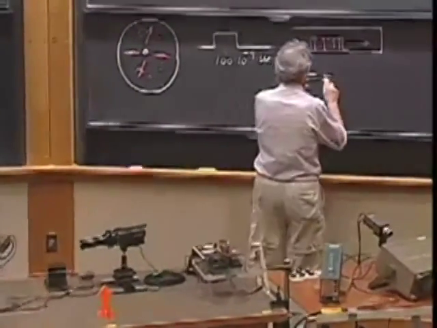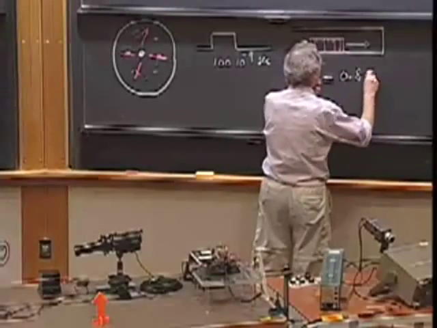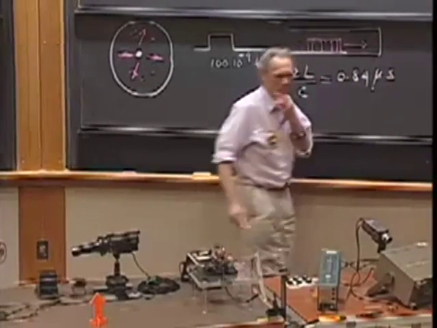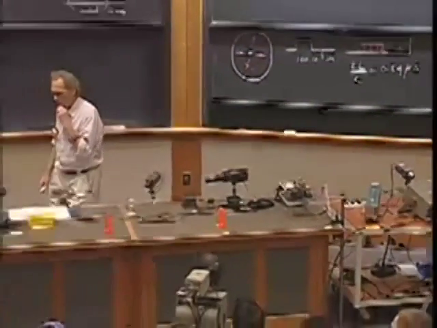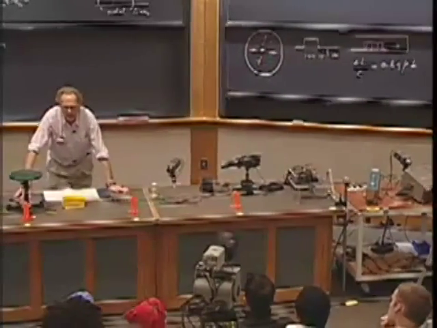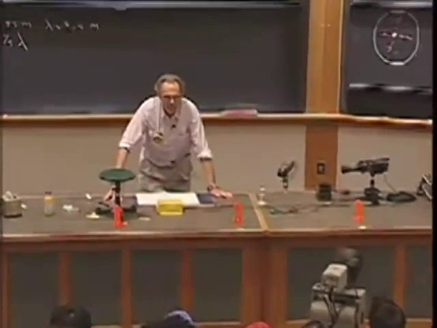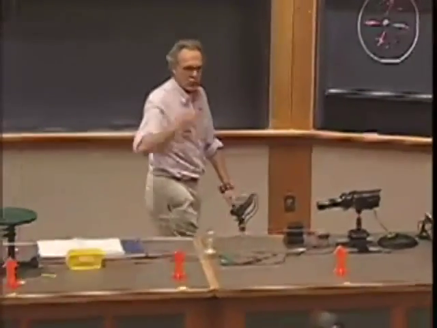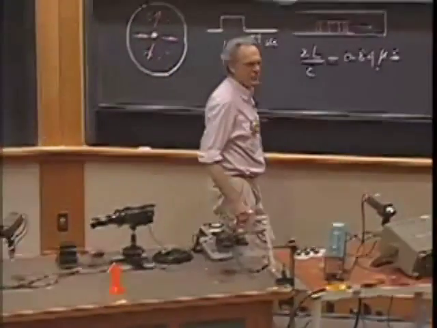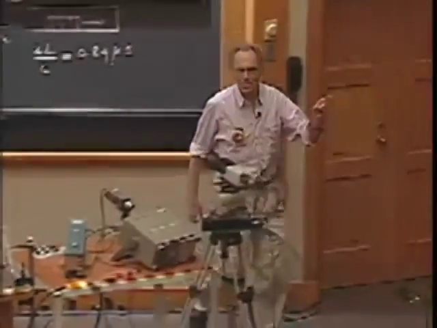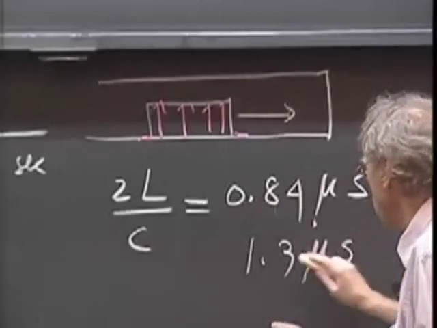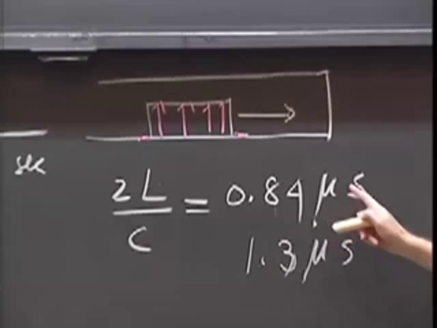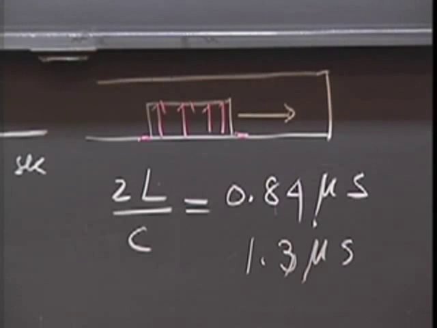But when I calculated this, I found that this is only 0.84 microseconds. So then I said to myself, why is the speed slower than the speed of light? And I decided to ask you. I see Amanda. Why is the speed substantially lower? Remember, we observe 1.3 microseconds. That's what we observe. So this is only 65% of the speed of light.